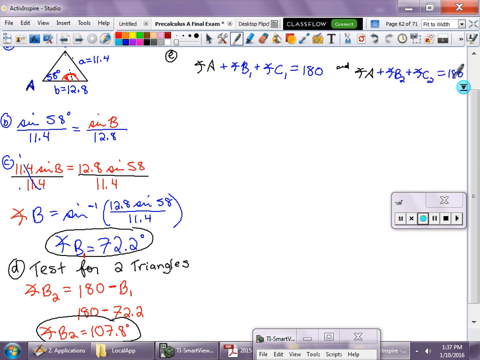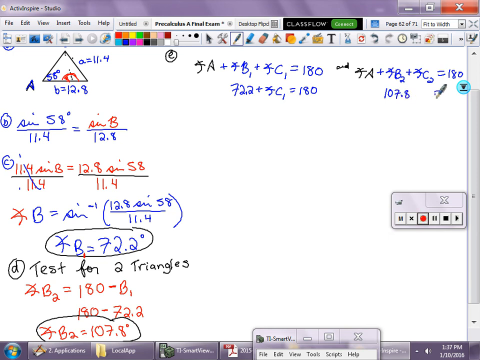So now we're working horizontally. Let me put the B1 in, because I'm already in blue. 72.2. We don't know what this is. We're just going to show all the work, equals 180. And we know what B2 is. I want to make sure I get these values and don't mess up.